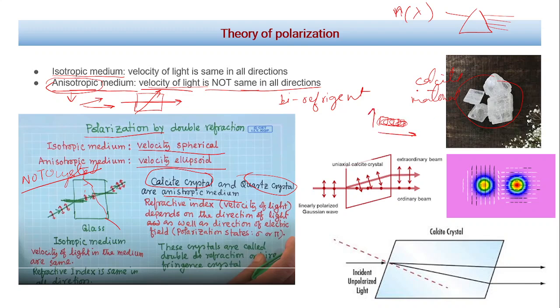So calcite crystals and quartz crystals are 2 such types of materials that we use to see the birefringent phenomenon. And the refractive index, which also influences the velocity of light, depends on the direction of light as well as the direction of the electric field when they pass through these kinds of crystals. So these crystals are called double refraction or birefringence crystals, because they show birefringence, that is double refraction.